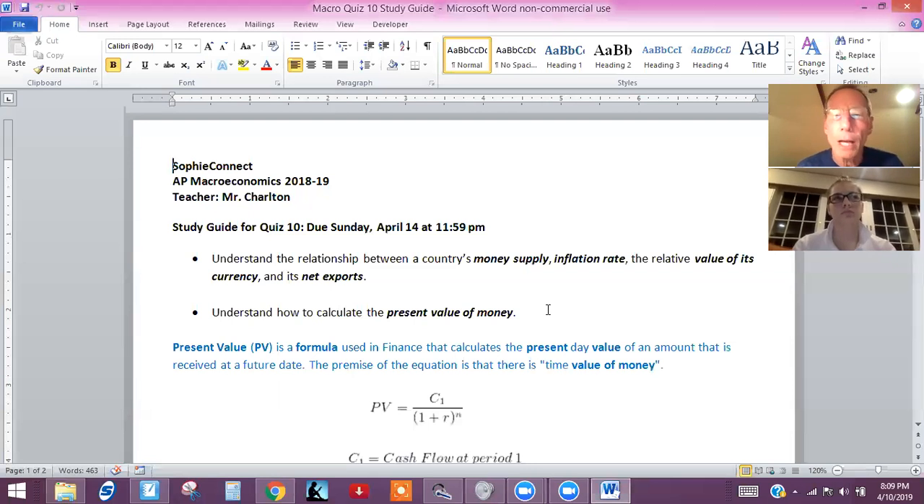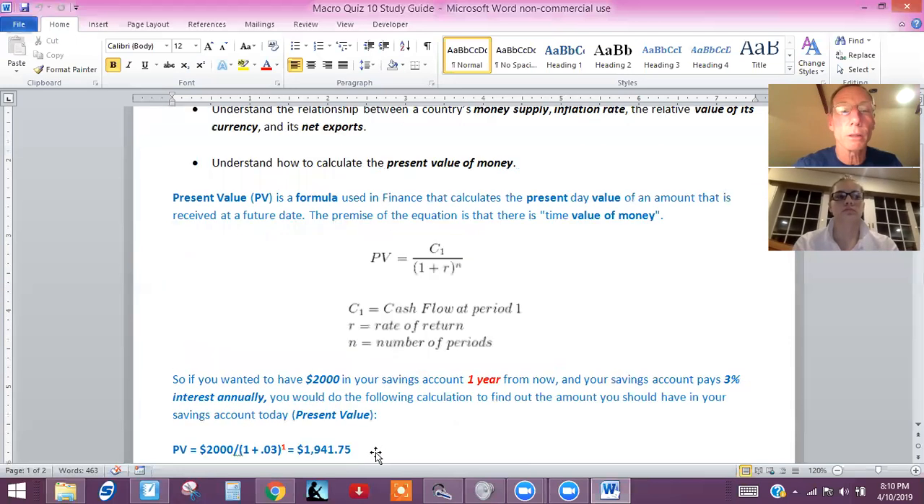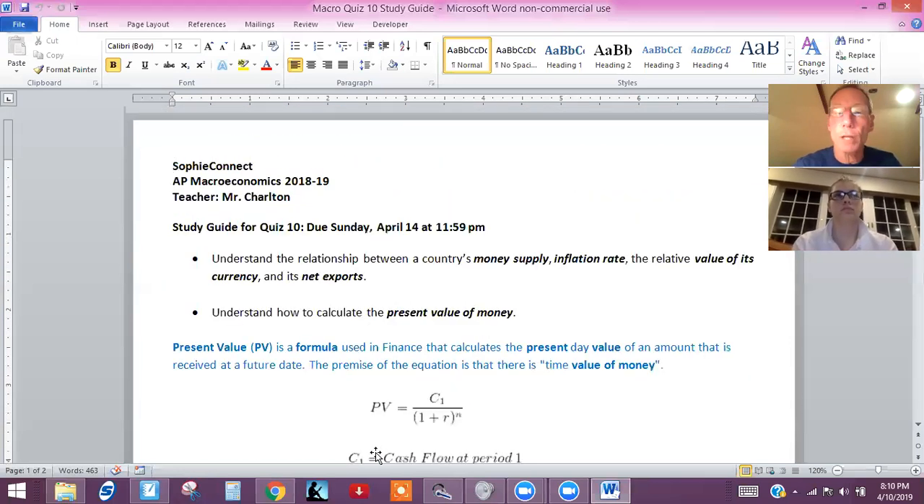The other thing, I don't know if it's in here. I'm trying to remember, I did this a while ago, what I was thinking when I did this. Understand the relationship between a country's money supply, the inflation rate, and the relative value of its currency and net exports. Okay. Wow. So I'm going to get to that.